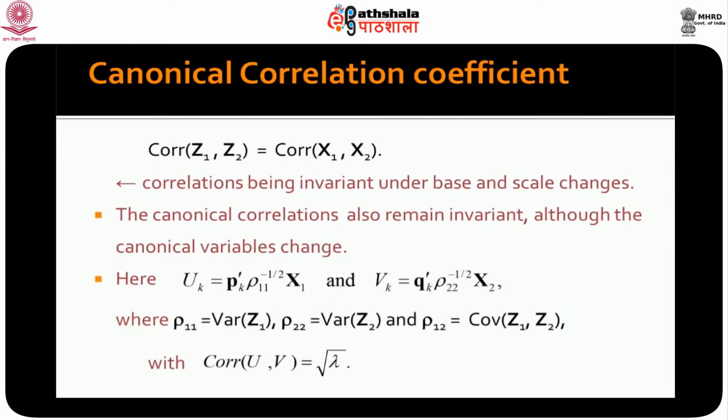And what would you expect the correlation between x1 and x2 to transform to in terms of z1 and z2? This would remain the same. We know that if you have a base or a scale change, the correlation does not change. So, this happens for the canonical correlations as well. If we build up canonical variables from the z1 and z2 rather than the x1 and x2, we will end up with the same canonical correlations, although the canonical variables themselves would be slightly different.